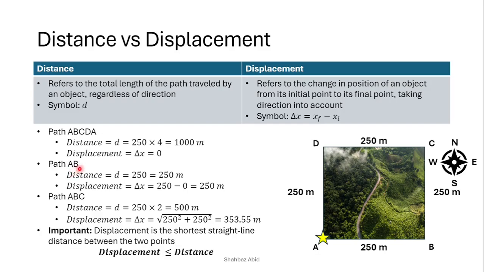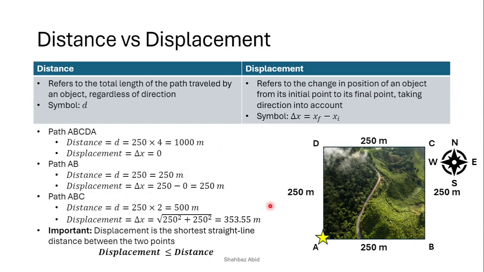Now let's choose path AB. For example, if I have traveled from A to B, the distance I have covered is 250 meters. And if I have an origin at A, the final position is 250 and the initial position was 0. So the displacement is equal to 250. Now you can see that both of them are equal to each other.